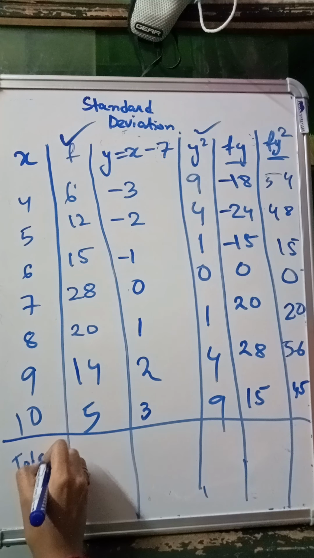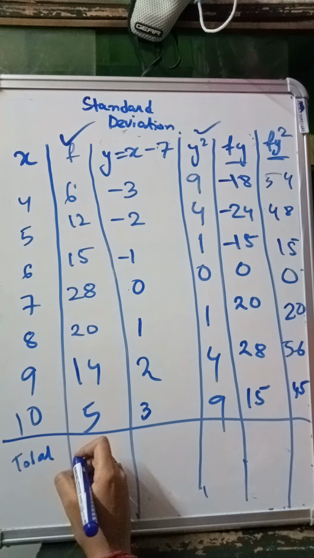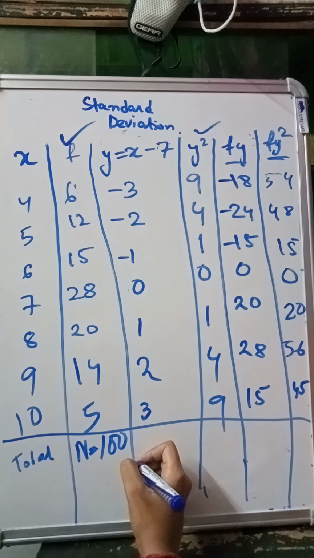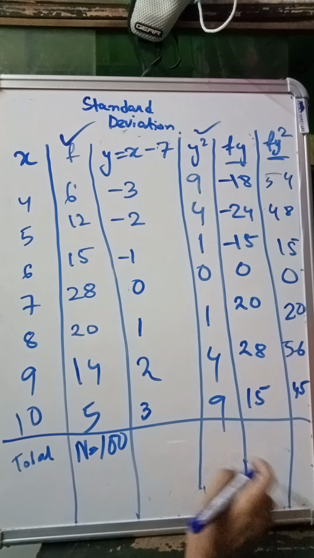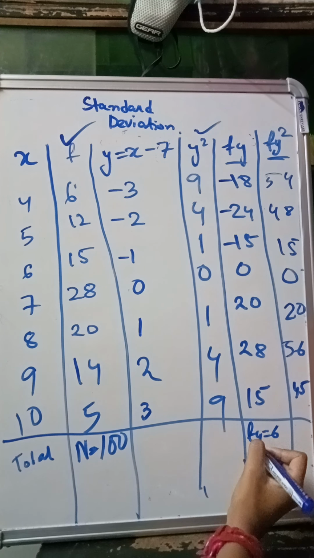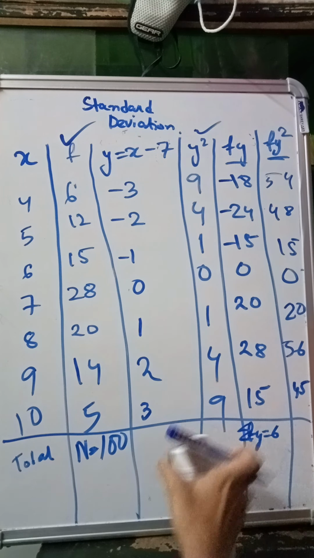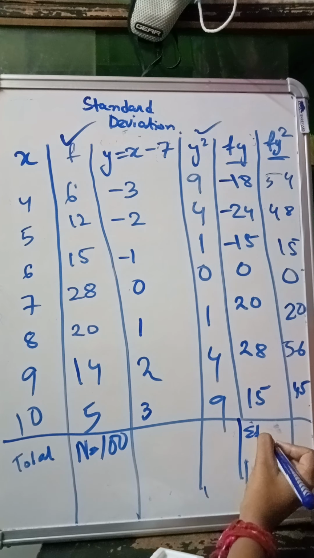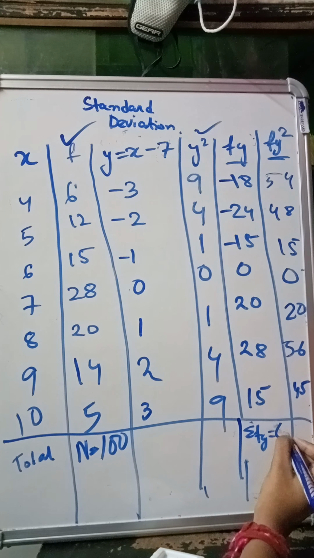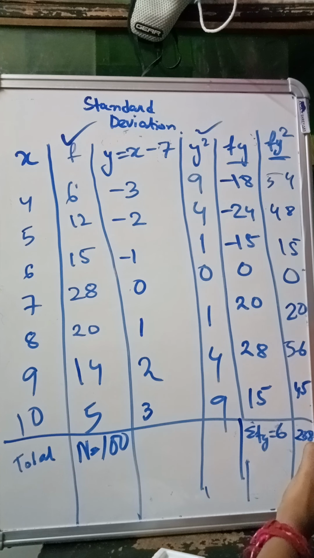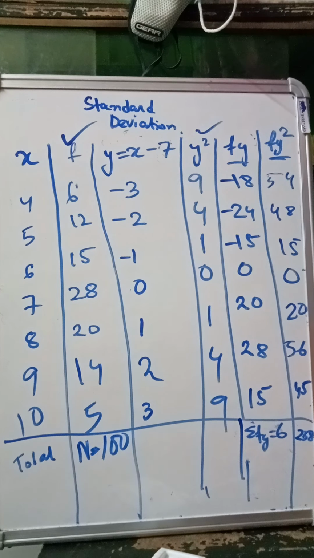Which column? This column. If we add all these up, we will get n equals 100. Actually, summation fy, we can write this as summation fy is 6. And this one, if we add this up, we will get 238. Okay, it's 238.